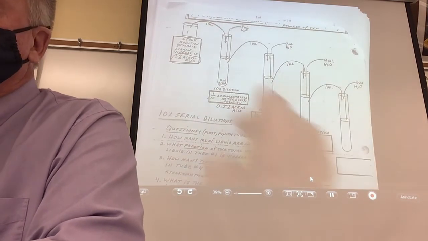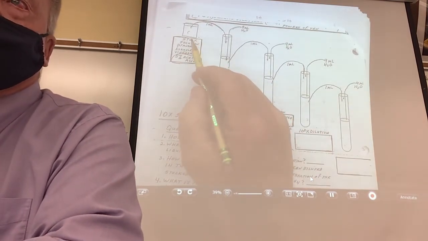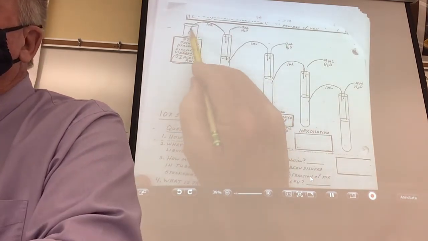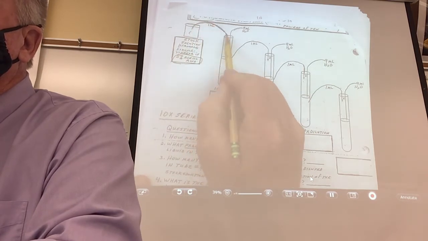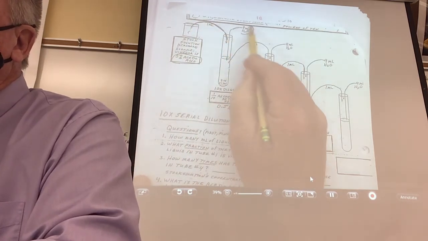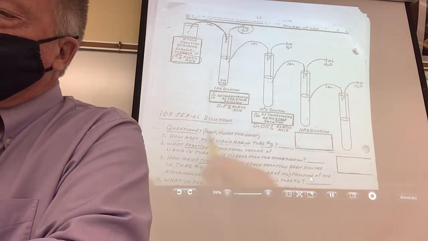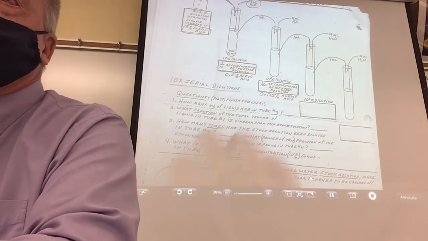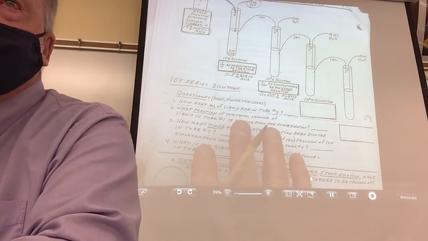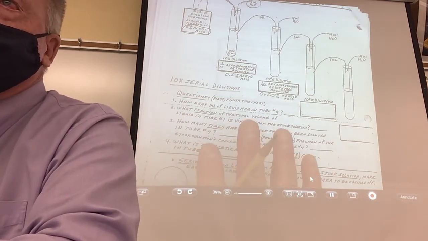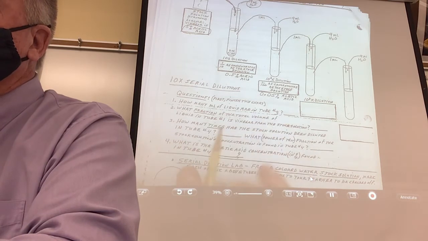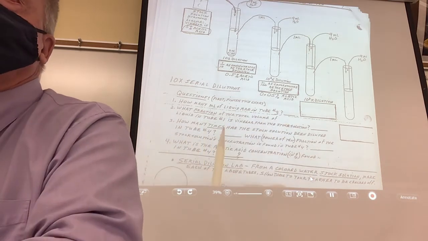You could use pipettes, or you could be really, really careful with a graduated cylinder. What if I took 1 milliliter of the stock solution here, and I added 9 milliliters of water? Isn't that going to dilute it? This is called, and the first time I ever saw this was in college, no one ever showed this to me in high school, a 10x serial dilution.